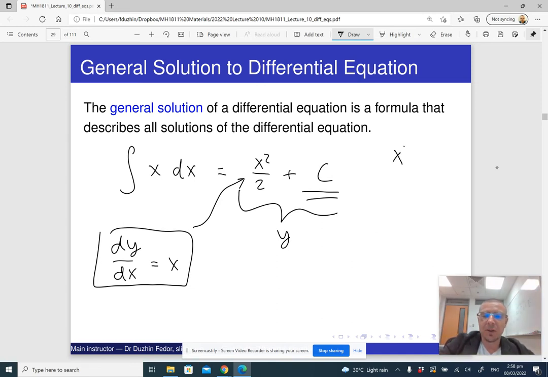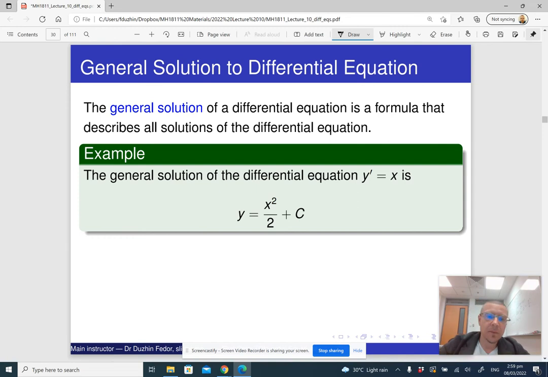So because it tells me that x squared over 2 is a solution, that x squared over 2 plus 2022 is another solution. So x squared over 2 minus square root of pi is yet another solution, and so on and so forth, right? So if you replace c with any particular number, you will get a solution of the differential equation, right? And this is called a general solution.